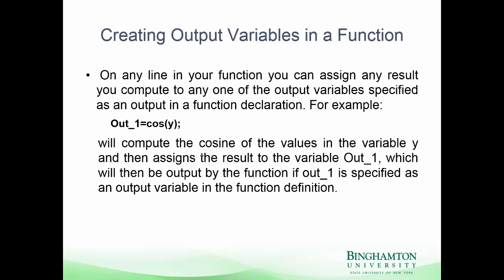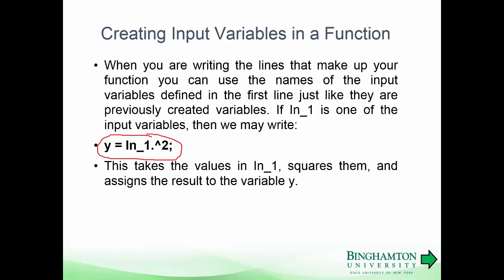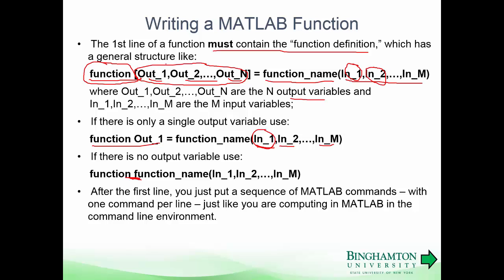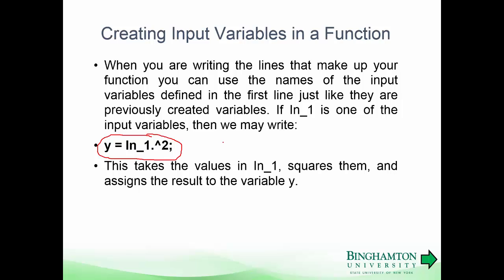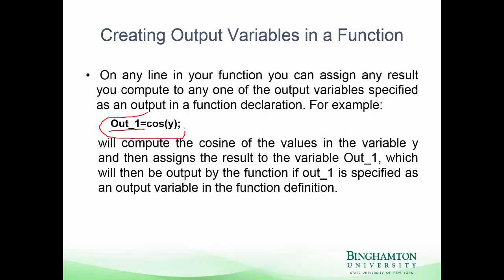Same thing with output variables. If I had something called out1 listed here in my creation, maybe I just have a single one of them and I have it defined like that. Now at some point in my function operation, I do this command. It will take the cosine of all those y values that we just created. And again, I don't have to call these in1 and out1. I can call them anything that I want.